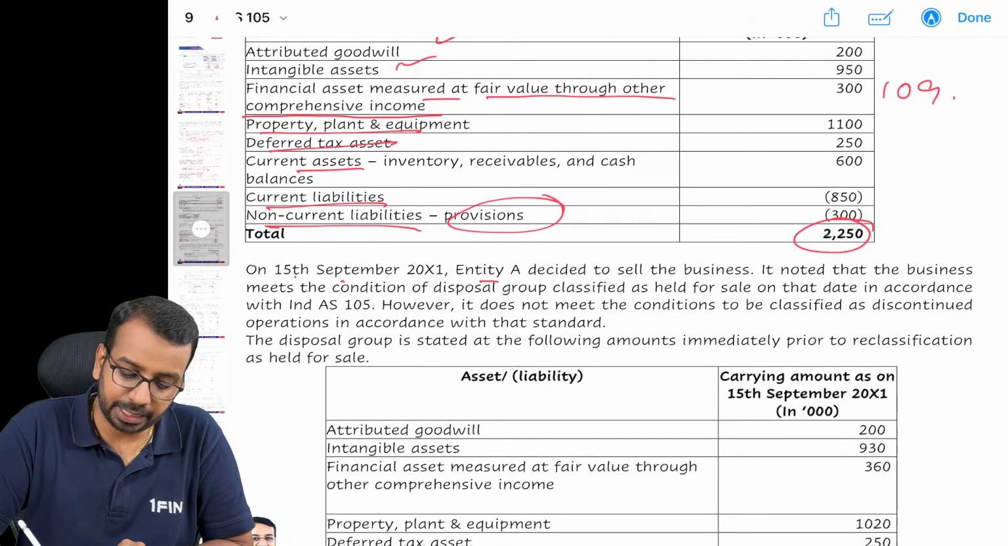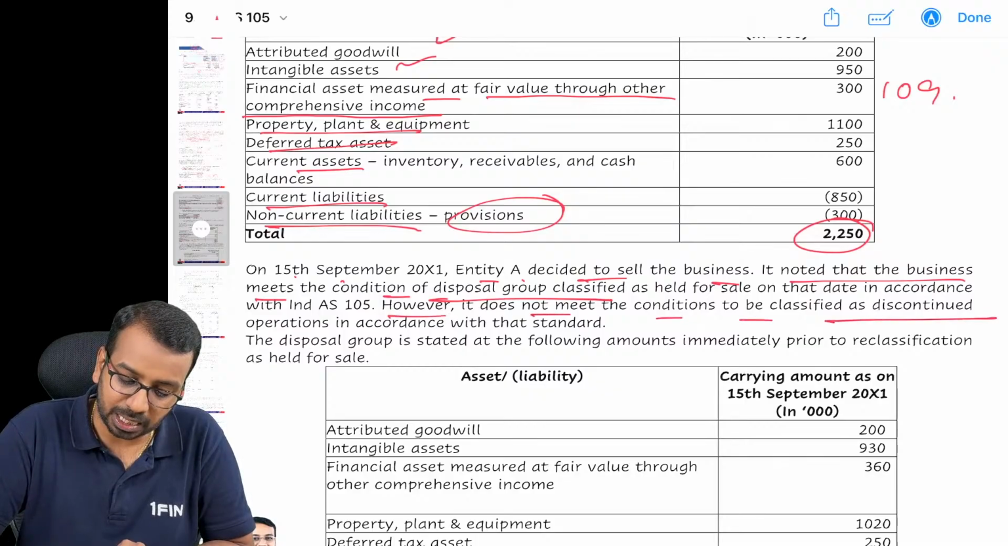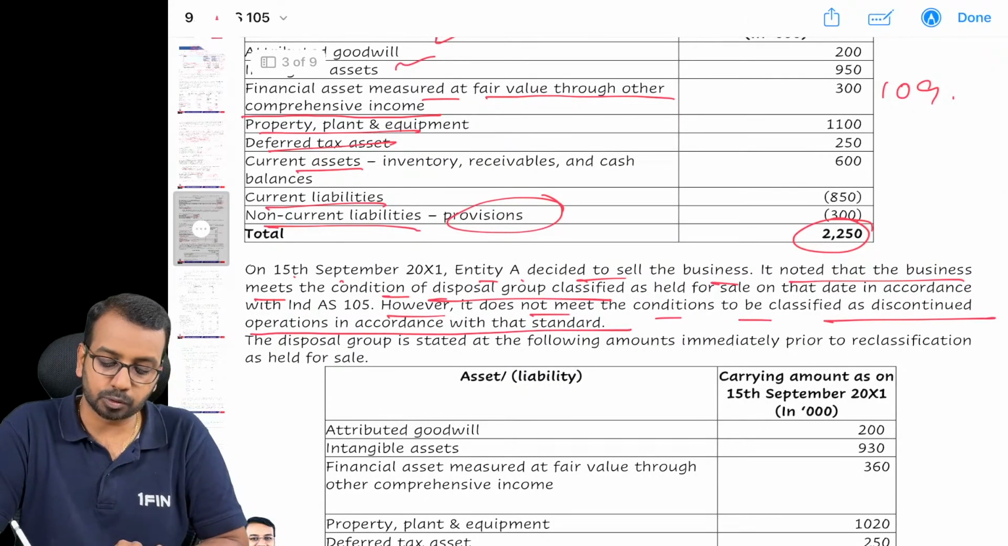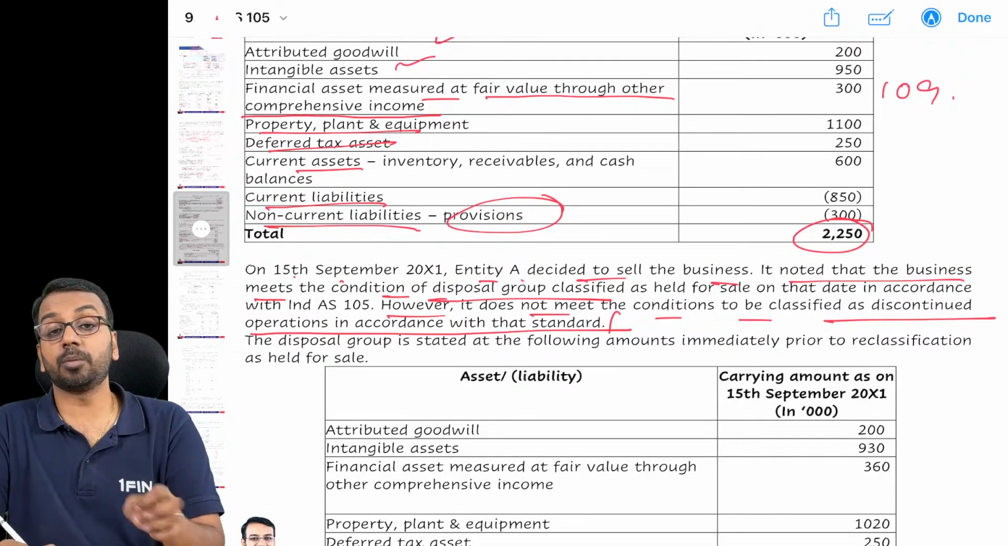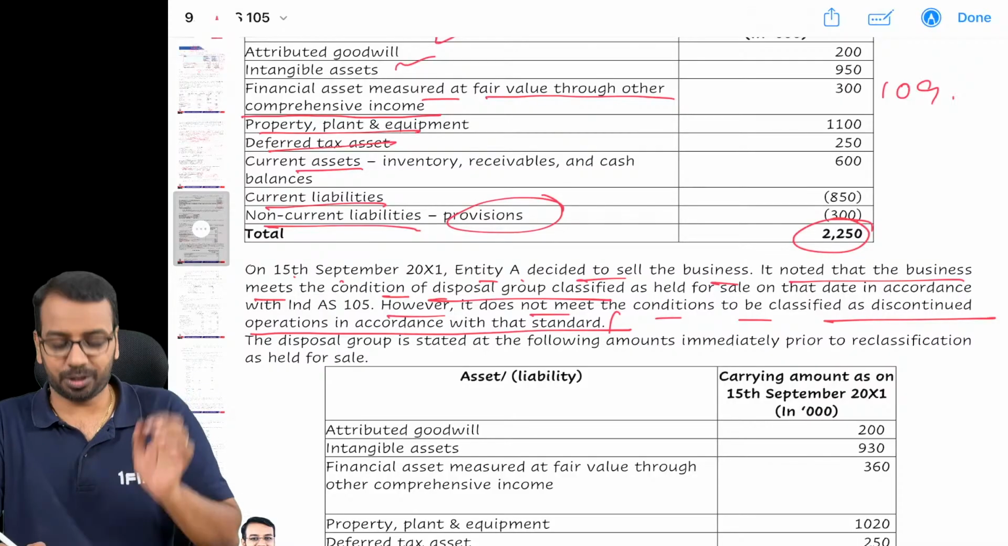On 15 September, entity A decided to sell the business. It noted that the business meets the condition of disposal group. However, it does not meet the conditions to be classified as discontinued operation. So, it is only a disposal group, it is not a discontinued operation. Maybe because of significance of the operation.